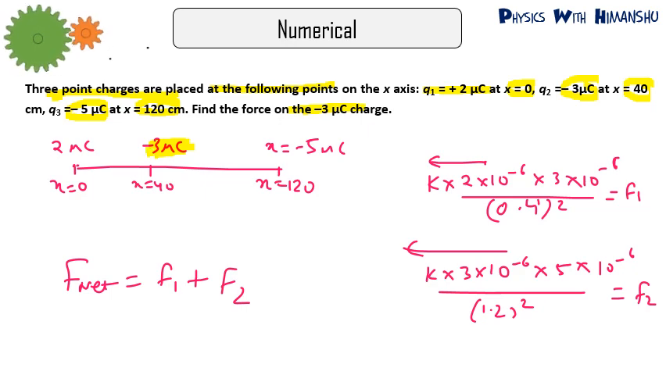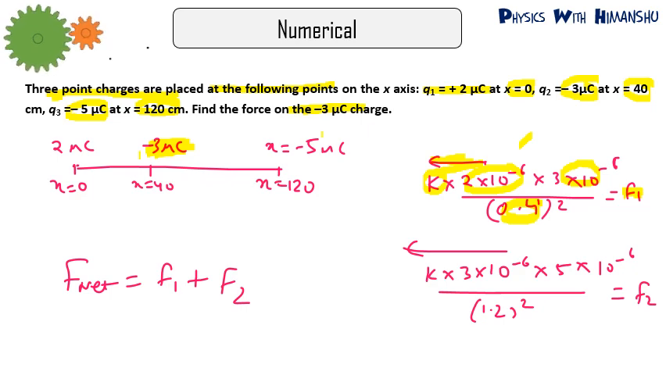If you can see, the 2 microcoulomb is positive, minus 3 microcoulomb is negative. So 2 microcoulomb will attract minus 3 microcoulomb. Attract means minus 3 microcoulomb will be pulled towards 2 microcoulomb. So the force will be on that side, and the value of force is K into first charge into second charge divided by square of distance. The distance should be converted into meters. So I have divided 40 centimeter by 100, and this becomes force 1.